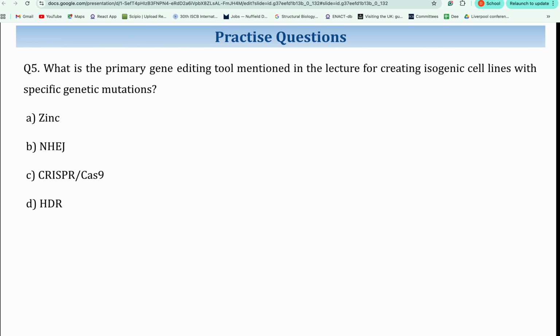Okay, so now let's see. The right answer is CRISPR-Cas9, because in this session we were looking into how the different gene editing tools are used. So mainly CRISPR-Cas9 is used to create the isogenic cell lines. Before moving further, let's see what the isogenic cell lines are.